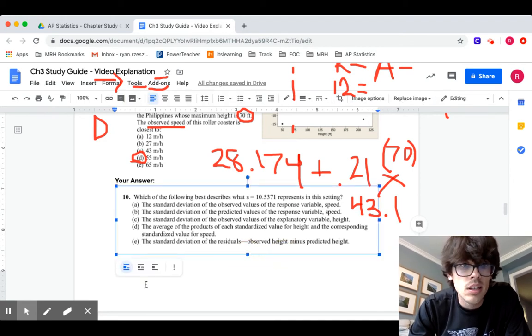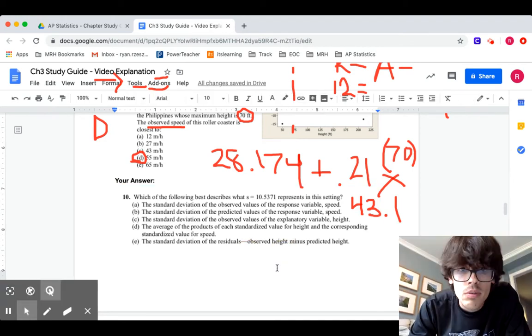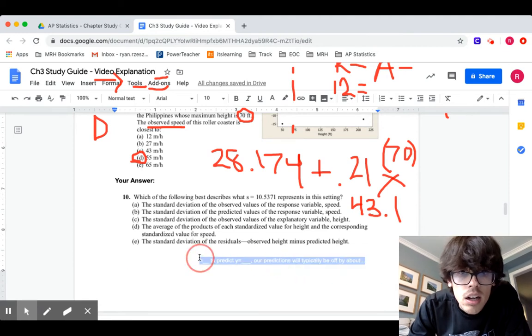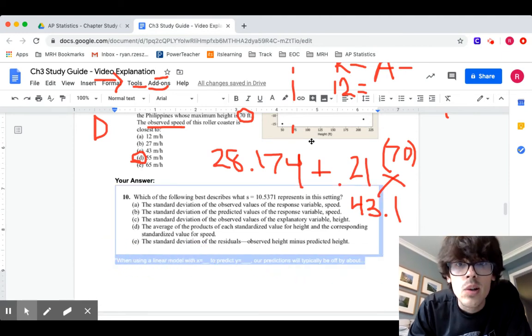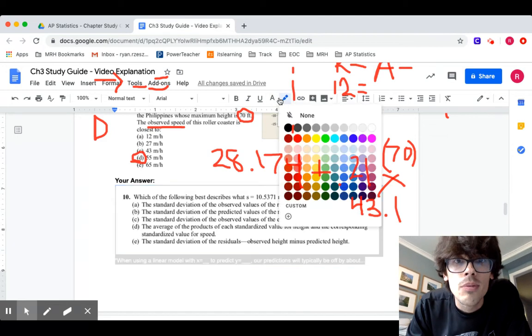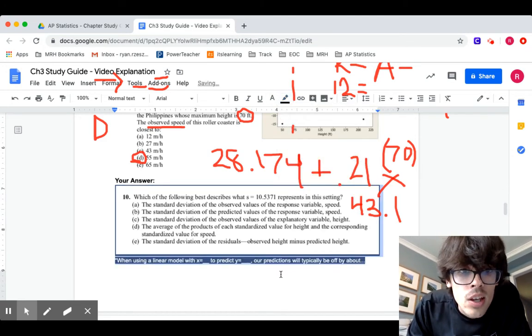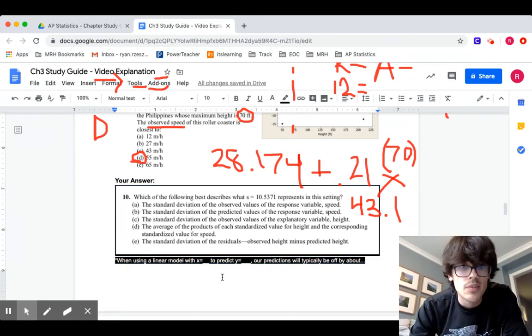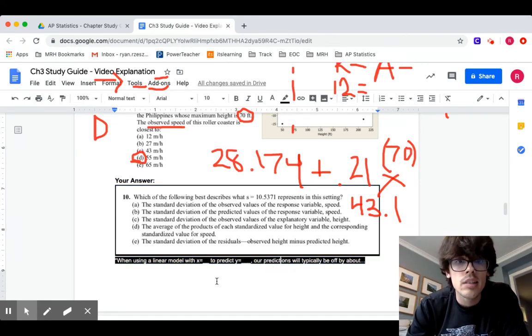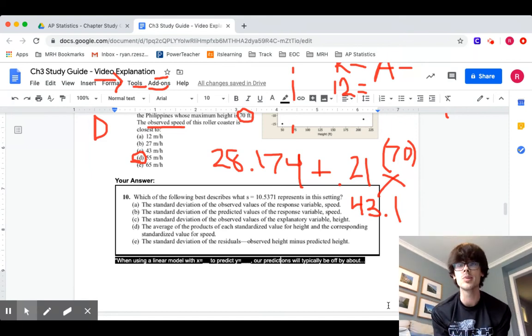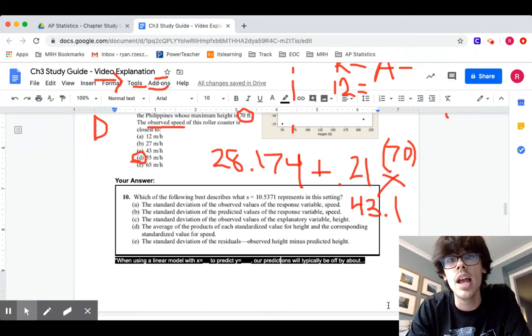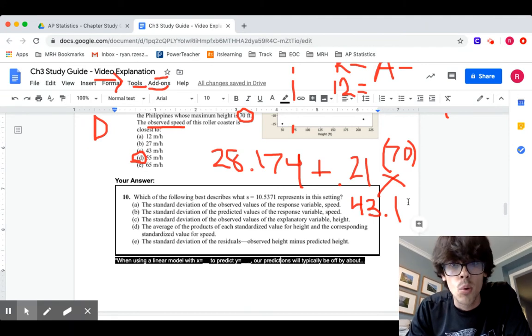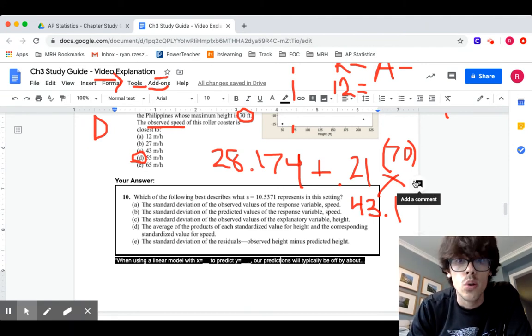So actually, for this problem, I got a little bit smarter on this one, so you guys don't have to watch me fumbling around on the keyboard for like 5 minutes, and I typed them up in white before I showed it to you all. So the script, which you guys already have somewhere: when using a linear model with X to predict Y, our predictions will be typically off by about blank. That's how you would interpret S. And you should already have that in your study guide portion above. Make sure you know those scripts.